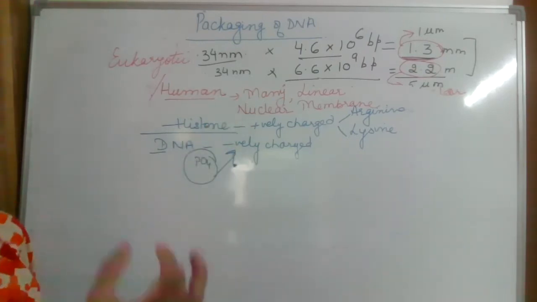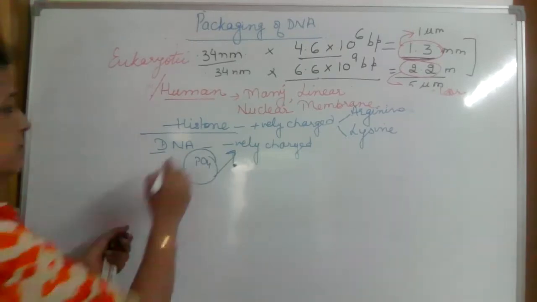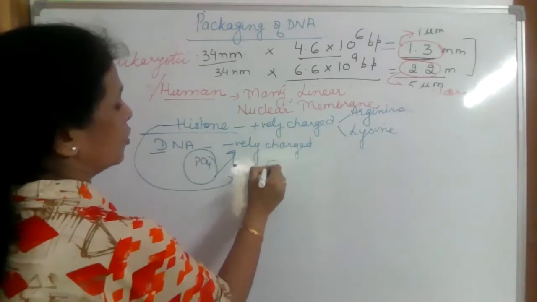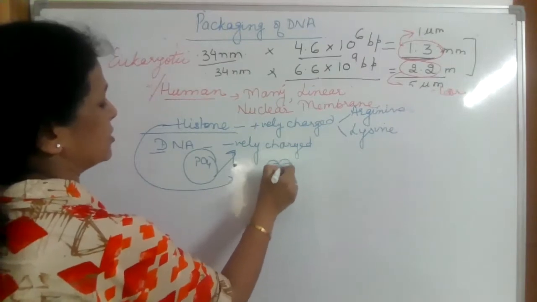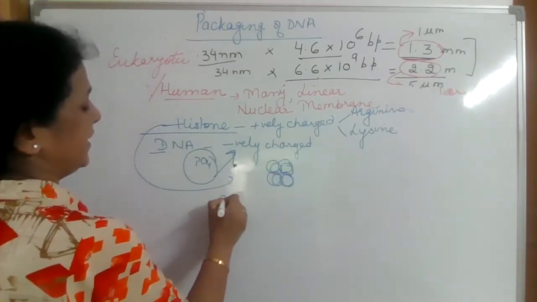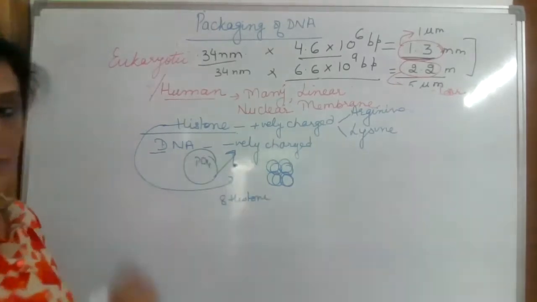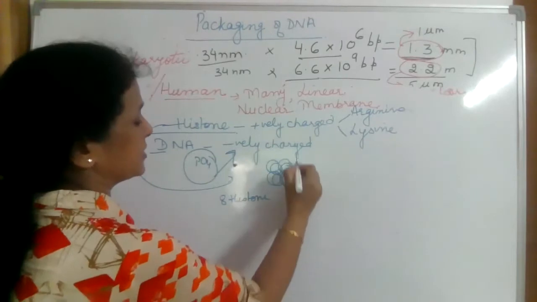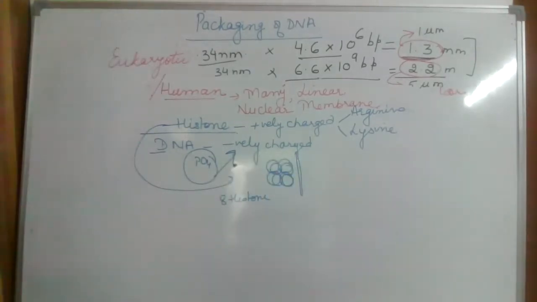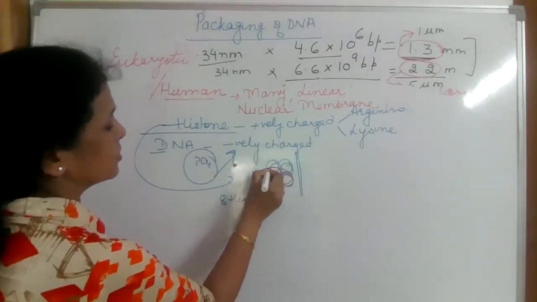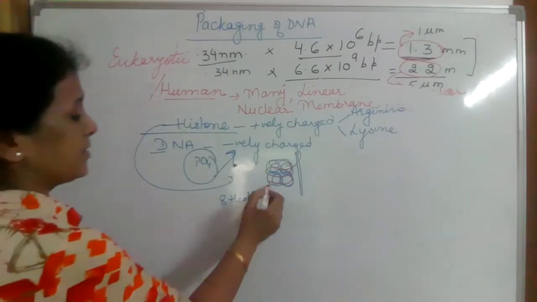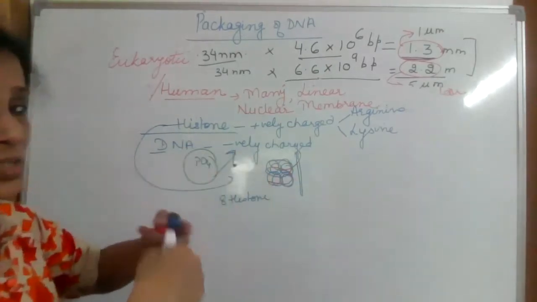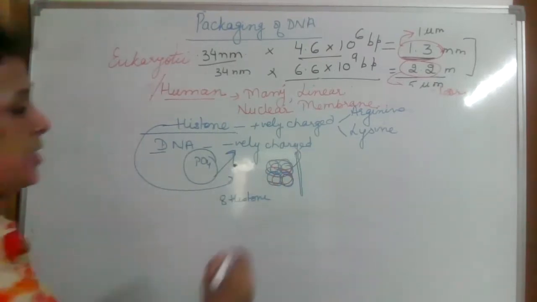So histones form the core. Histone proteins form a core of 8 such proteins, and 4 are present on this side. So these are 8 histone proteins, and 1 histone protein is present here also, like this. Now DNA is wrapped around this histone protein, like this. And the total number of base pairs coiled around these 8 histone proteins is 200.